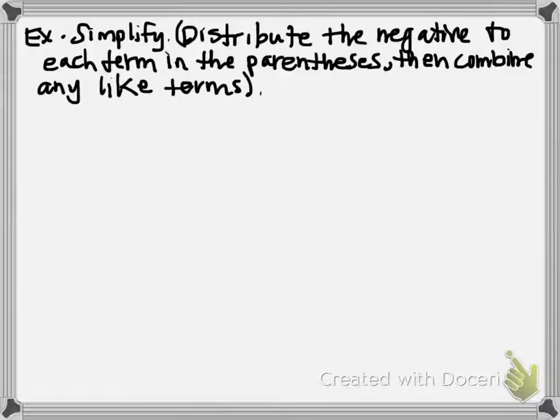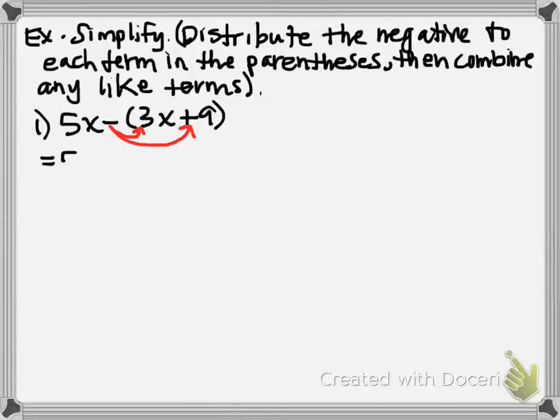Okay? So let's start with number 1. We have 5x minus the quantity 3x plus 9. So what you're going to do is distribute the negative to each term in the parentheses, because that's all that's there. Now, in terms of what I expect to see, you start with the original problem, and then you show me the result of distributing the negative. So a negative times a positive is a negative.